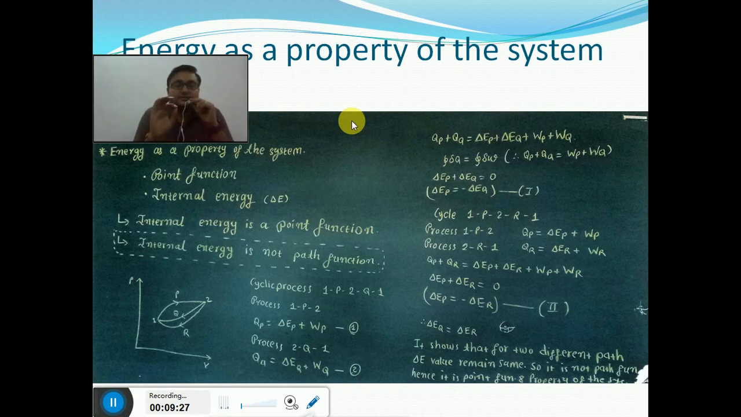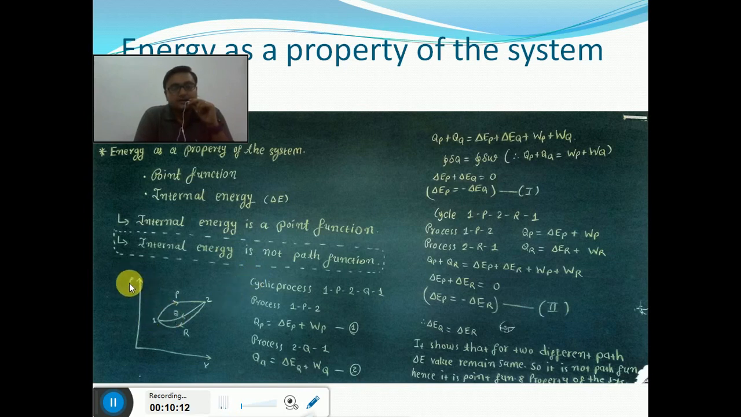So anything which is defining the state of the matter is called a property of the matter, and that is a point function. It does not depend upon the path, it depends upon the point. So here we are taking internal energy, means delta E. We are saying that it is a point function, not a path function. It means internal energy is a point function. So let's see how it is a point function.